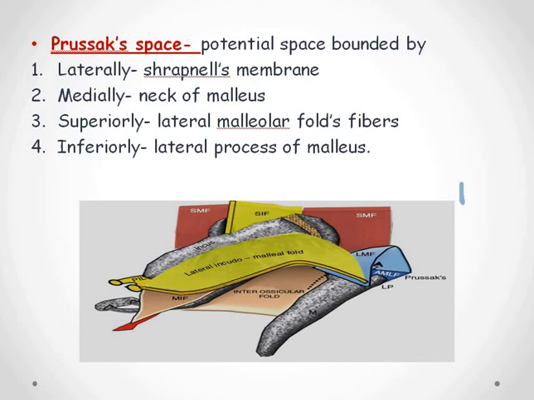Now let us talk about Prussak's space. What is Prussak's space? It is a potential space bounded laterally by Shrapnell's membrane, the pars flaccida. Medially there is the neck of the malleus, superiorly there is the lateral malleolar fold, and inferiorly is the lateral process of the malleus. Actually, Prussak's space is a potential space for the origin of cholesteatoma.